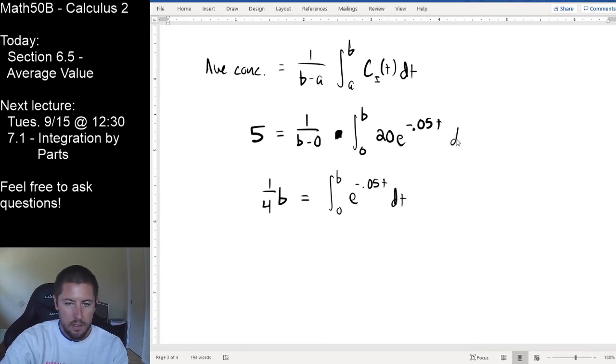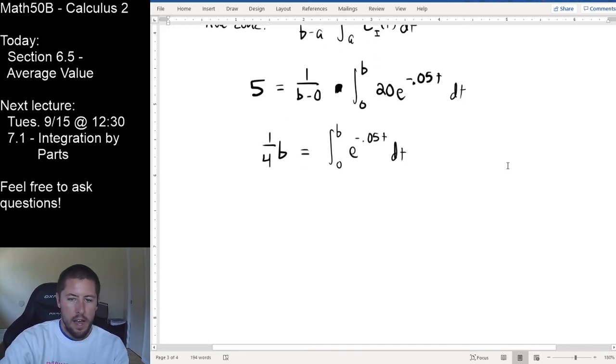Oh my gosh. There we go. Can't abandon my dt there. So again, two constant multiples that I did right there. 1 over B is a constant, so I multiply B on both sides. So B is now on the left in the numerator. 20 was a constant multiple inside the integrand. I divided both sides by 20. 5 divided by 20 is 1/4. So 1/4 B, or B over 4, is my left-hand side. On my right-hand side, that's a pretty easy direct integral right there.